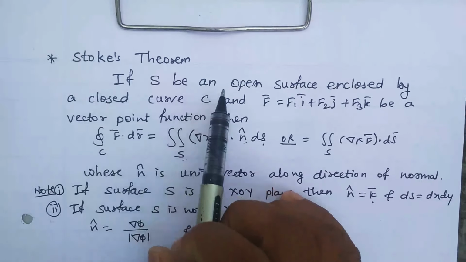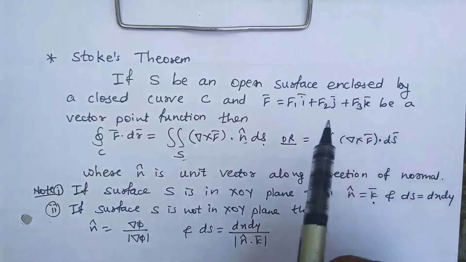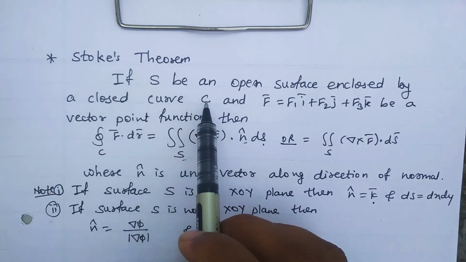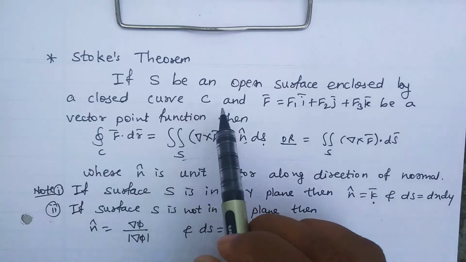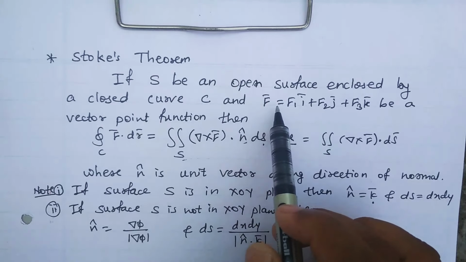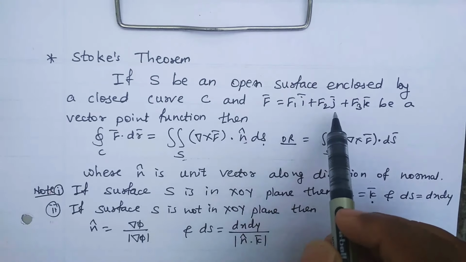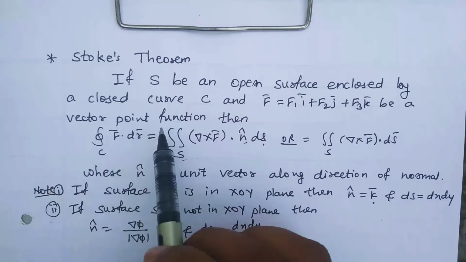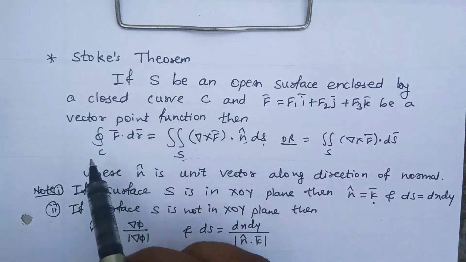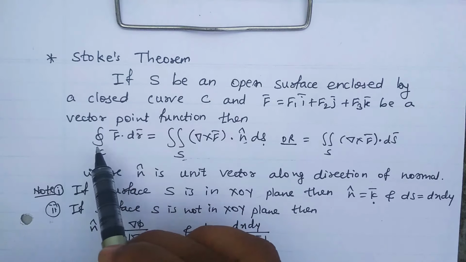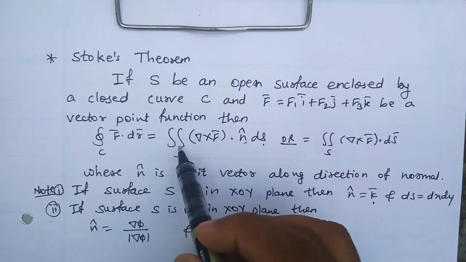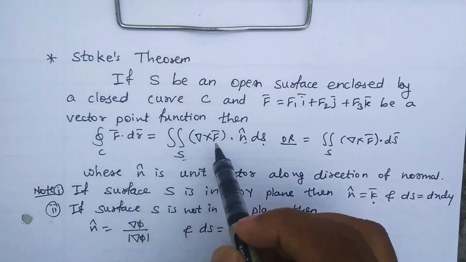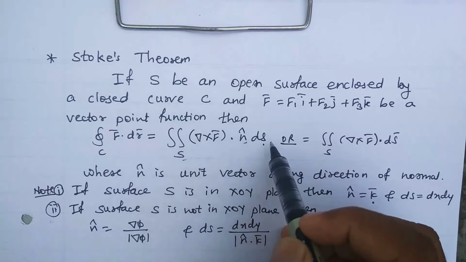If S is an open surface enclosed by a closed curve C, and f bar is a vector point function, f bar equals f1 i bar plus f2 j bar plus f3 k bar, then the closed integral over C of f bar dot dr bar is equal to the double integration over S of del cross f bar dot n cap ds.